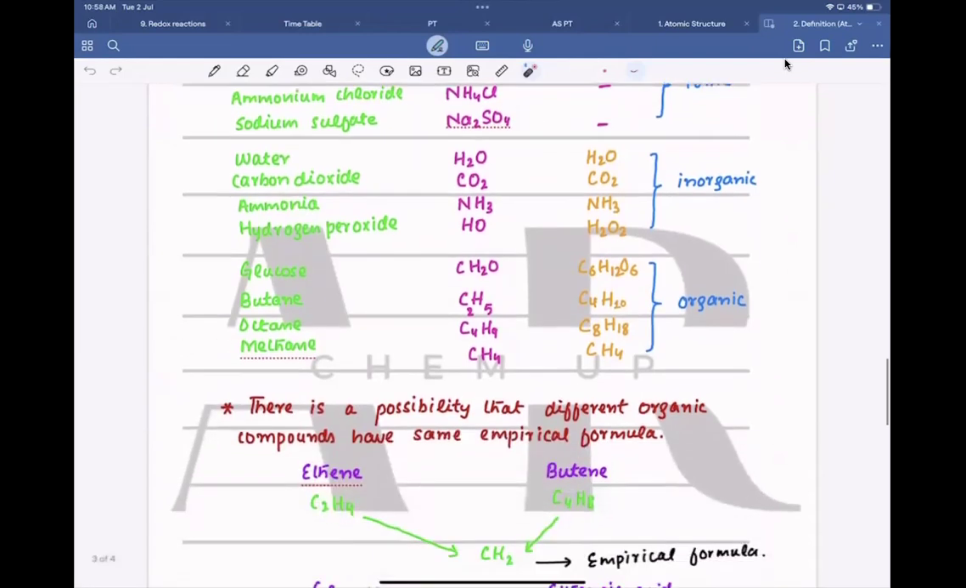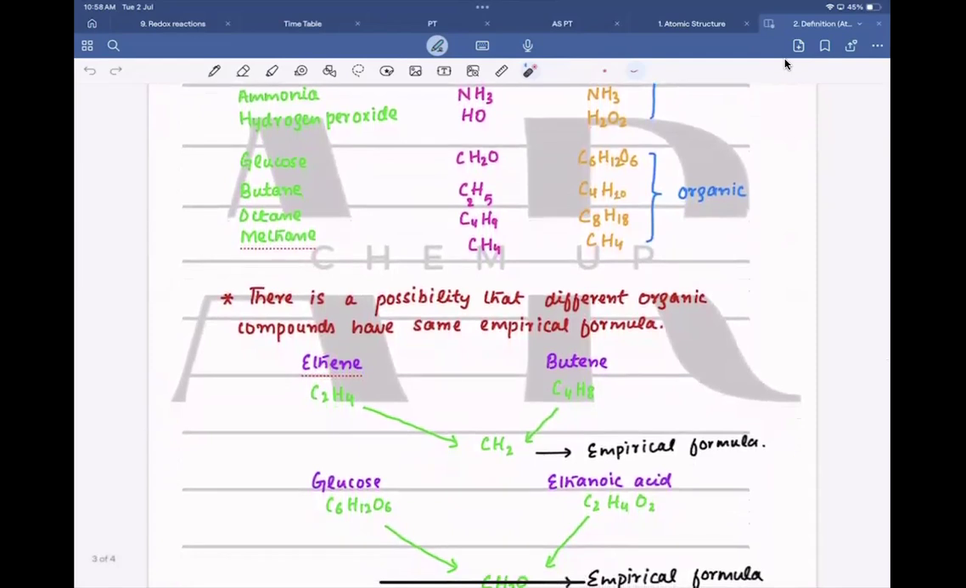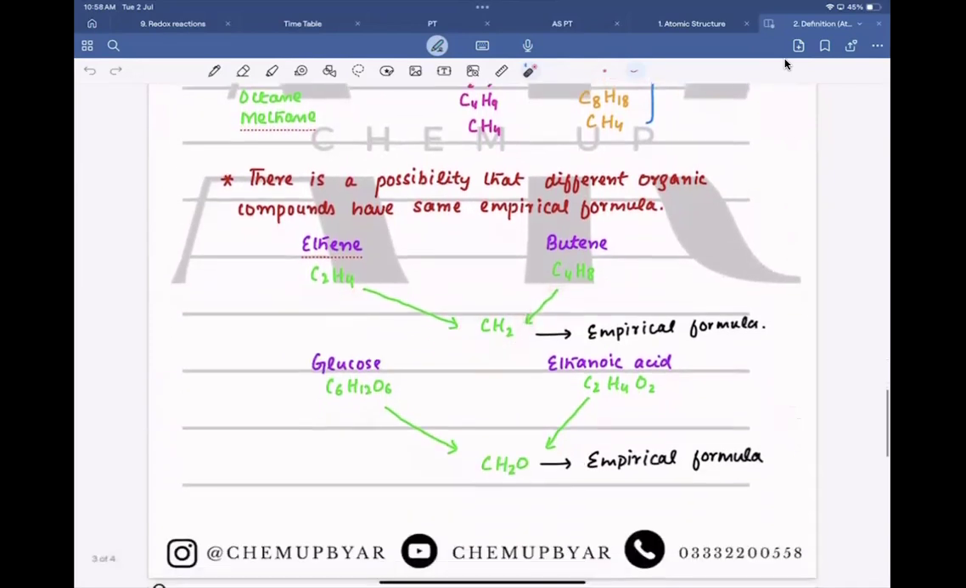And there is another possibility that sometimes more than one organic compound has the same empirical formula. Like if you see C2H4 and C4H8, both are different compounds, but they have the same empirical formula. In the same way, ethanoic acid and glucose both have the same empirical formula as well. Is this clear? Okay.